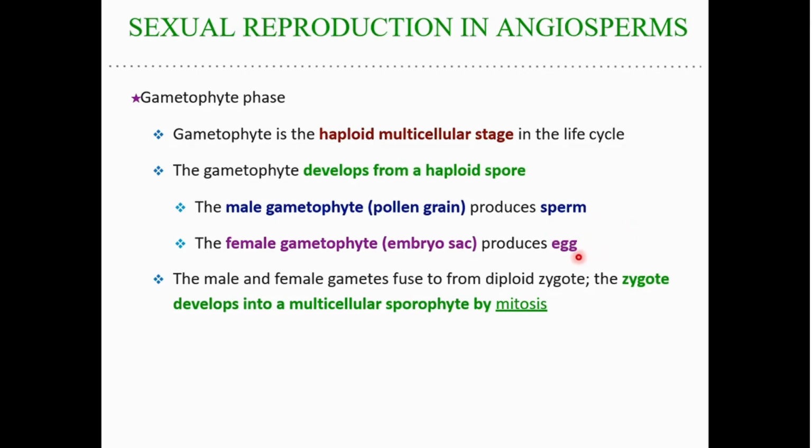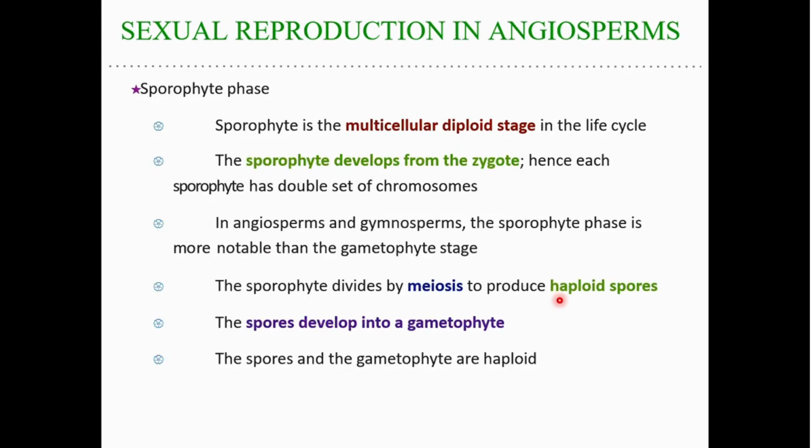Eventually, the male and female gametes will fuse, or fertilize, to form a diploid zygote, which then develops into a multicellular sporophyte by the process of mitosis. In the sporophyte phase, the sporophyte is the multicellular diploid stage in the life cycle. The sporophyte develops from the zygote. Each sporophyte has a double set of chromosomes, a complete copy, 2n.